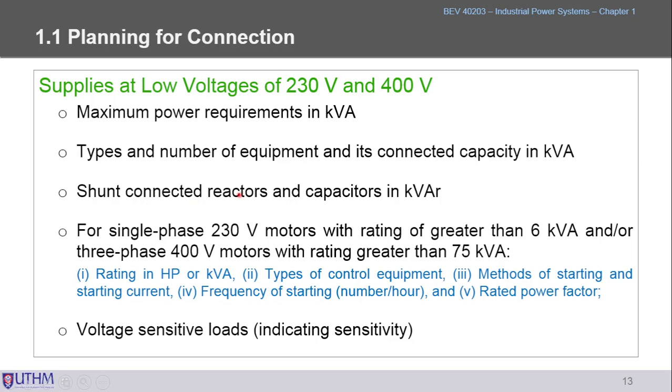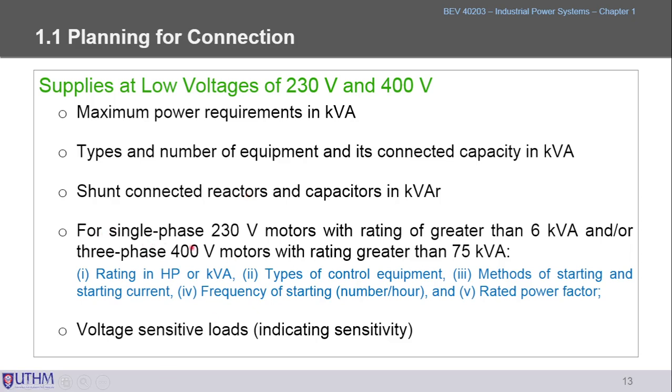What is the type and the number of equipment connected in our network in kVA as well. Another one is the shunt connected reactors and the capacitors as well. The capacitor is normally for power factor correction, and the reactor is normally for the fault current limiter. If it is connected in shunt, the reactor is used for harmonic mitigation. That means we try to minimize the harmonics. If the reactor is connected in shunt, a reactor is something like a coil. It's a coil.